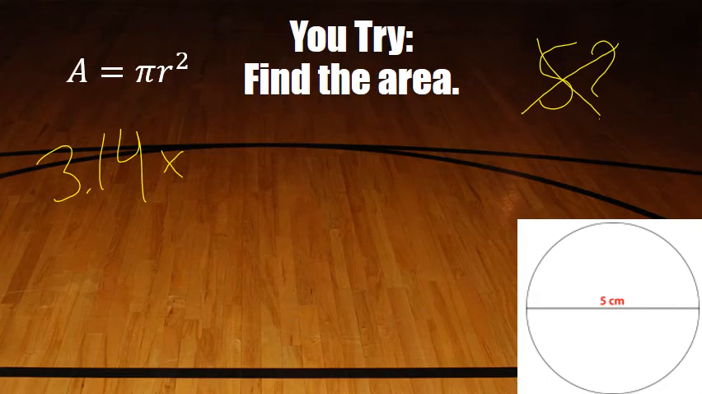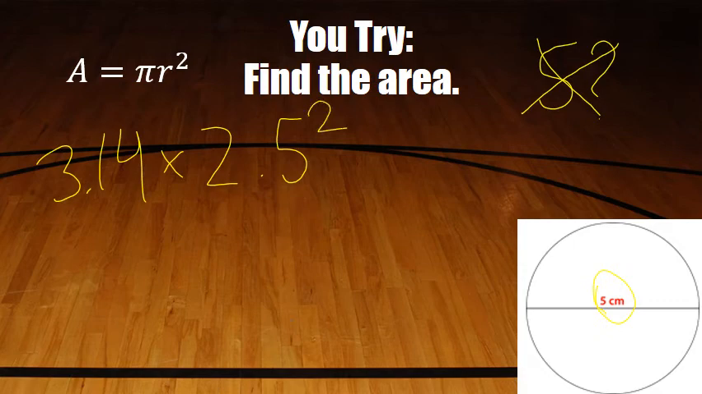So we actually have to take this 5, which is the diameter, the whole way across the circle, and we need to divide it by 2 to find the radius. So 5 divided by 2, that's 2.5. The radius is only halfway across the circle. So you only want to take half of it if the line's the whole way across the circle. You only want half for the radius. So 2.5, that's half of 5 our whole way across.